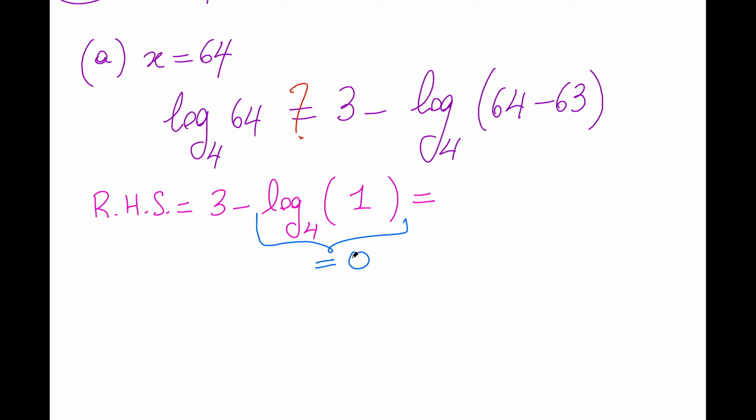Remember, the graph of log base 4 is something like this, and it's a one-to-one function. It crosses the x-axis at one and only one point, and that happens to be at 1. So that's why this is 0. Then the right-hand side is 3 minus 0, and 3 minus 0 is 3. How about the left-hand side?